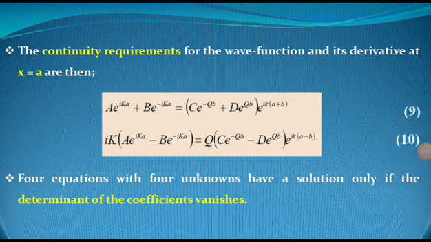Equation 9 and equation 10 are mostly identical, you can just see the difference in the sign of the b and d coefficients, and the multiplication of the ik and q factor. So equation number 10 is ik times (a e raised to ika minus b e raised to minus ika) is equal to q times (c e raised to minus qb minus d e raised to qb) into e raised to ik(a plus b). Four equations with four unknowns have a solution only if the determinant of the coefficients vanishes.